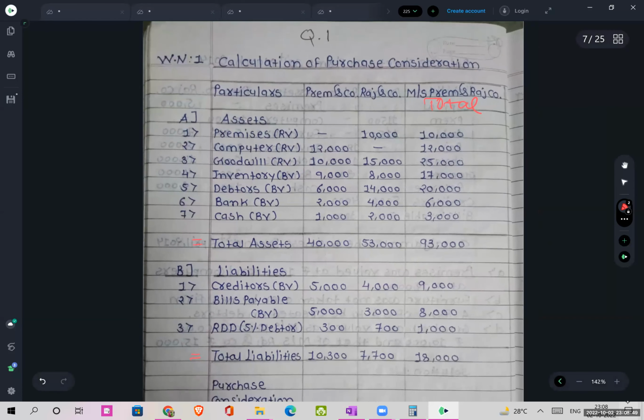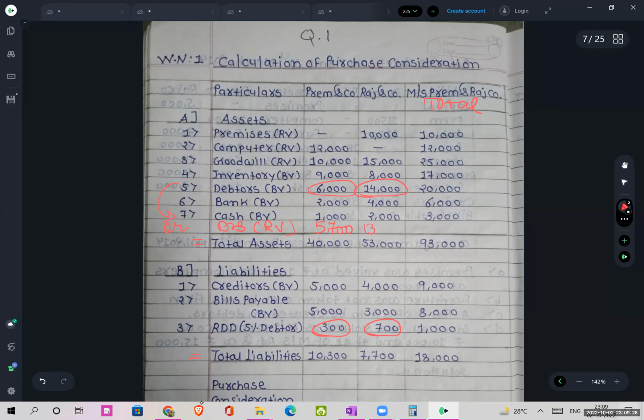One thing students, this RDD, you can calculate separately also on debtors. Okay, 6,000 and 14,000 like this, or you can even show it like this. If you don't want to write RDD in liabilities, then you can do one more thing. In case you are calculating your debtors, you write your debtors, then you write your RV, and you know what you have to do? This 600 less 5%. Okay, that means you can directly write your 5,700. This 14,000 minus 700.